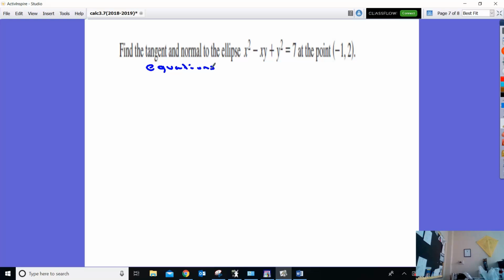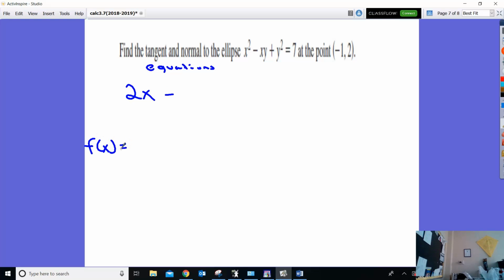What's the derivative of x squared? 2x. Right, minus xy. Oh, bummer. That's the product of two things. xy is the product of two things, so it's going to take us a minute.